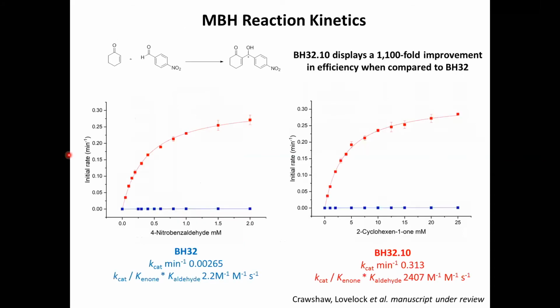We always really dig into details of the Michaelis-Menten kinetics. I'm not going to talk in a great deal of detail today about this, but just to say that if you put some actual numbers to the catalyst efficiency, the best variant is over three orders of magnitude more efficient than BH32. And on top of that, it is probably another two orders of magnitude better than small molecule catalysts. Okay, so this is actually quite a potent catalyst.